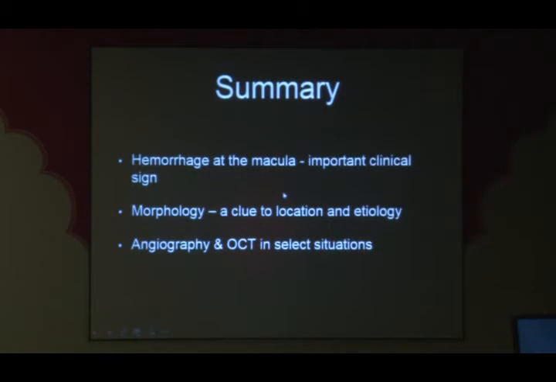So to summarize, hemorrhage at the macula is an important clinical sign. It may indicate the presence of an underlying serious systemic disease. Morphology, as to where it is, gives us a clue as to the location and etiology. Angiography and OCT in select situations is necessary.